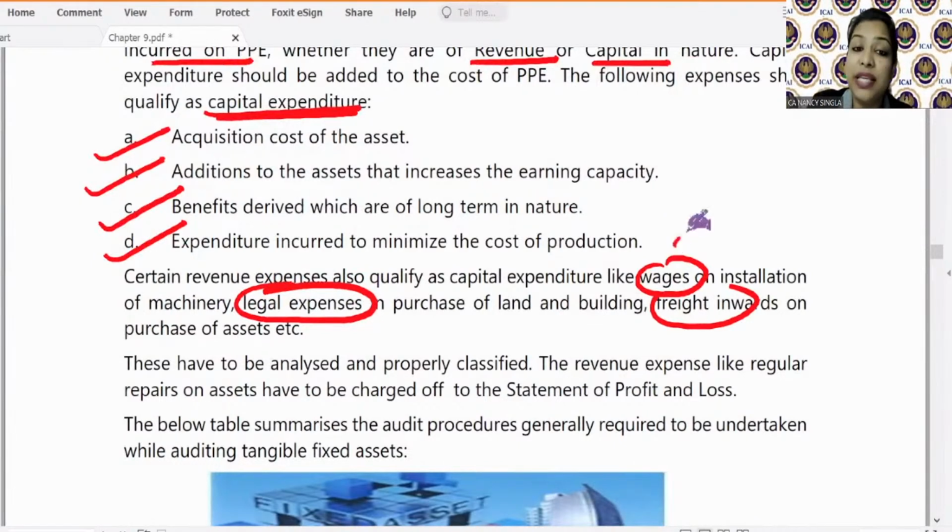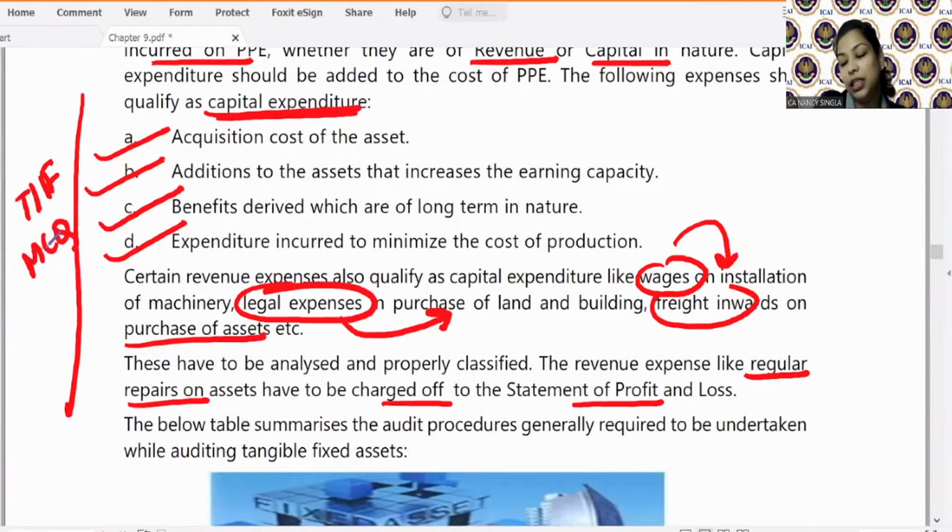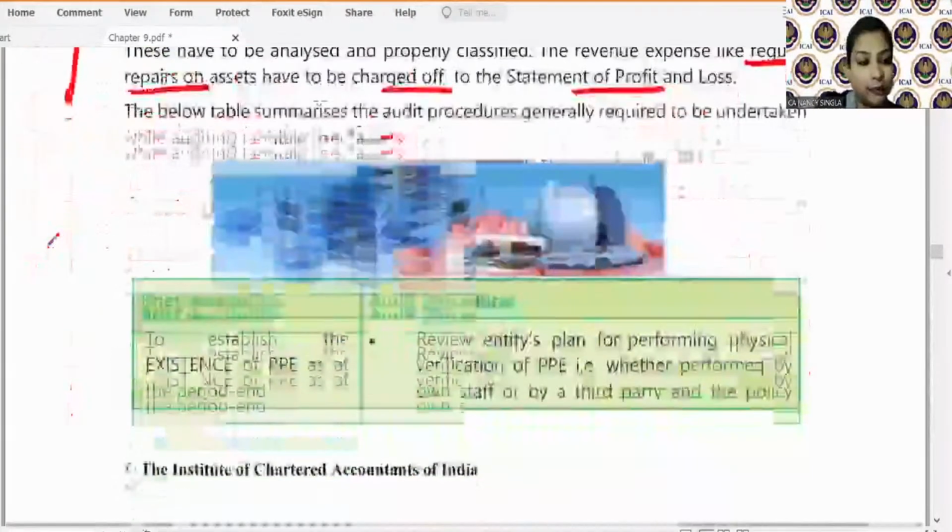But when wages are incurred on installation of machinery, or legal expense with respect to purchase of machine, land and building, freight inwards with respect to purchase of asset, so in order to bring into existence the asset, certain expenditure has been incurred. So that will be considered as what? Your capital expenditure, right? But regular repairs on assets will be charged off to the P&L. Simple hai. See, you can always get a true false or MCQ, है ना? बहुत easily you will be able to answer it.